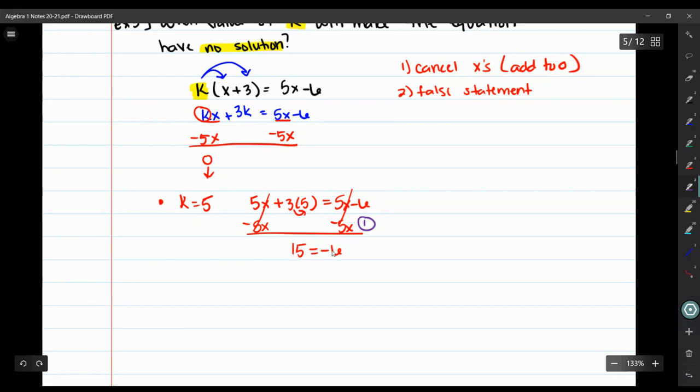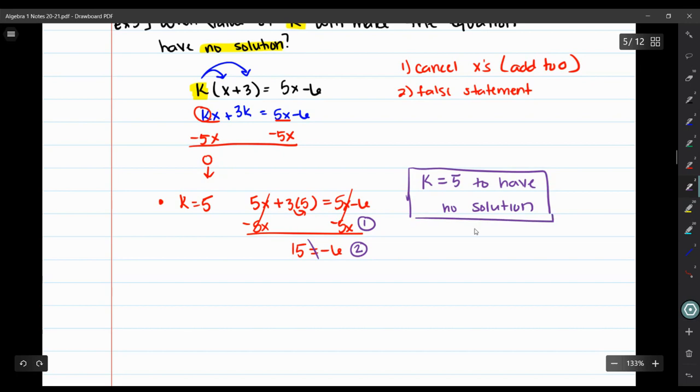Does 15 equal negative 6? Well, no, it does not. So this made that second thing happen. So basically, in order for this equation at the top to have no solution, k must be equal to 5, because the value of k equals 5 made us have our variables add to 0, and it made us have a false statement at the end. So k equals 5 is what it has to be.